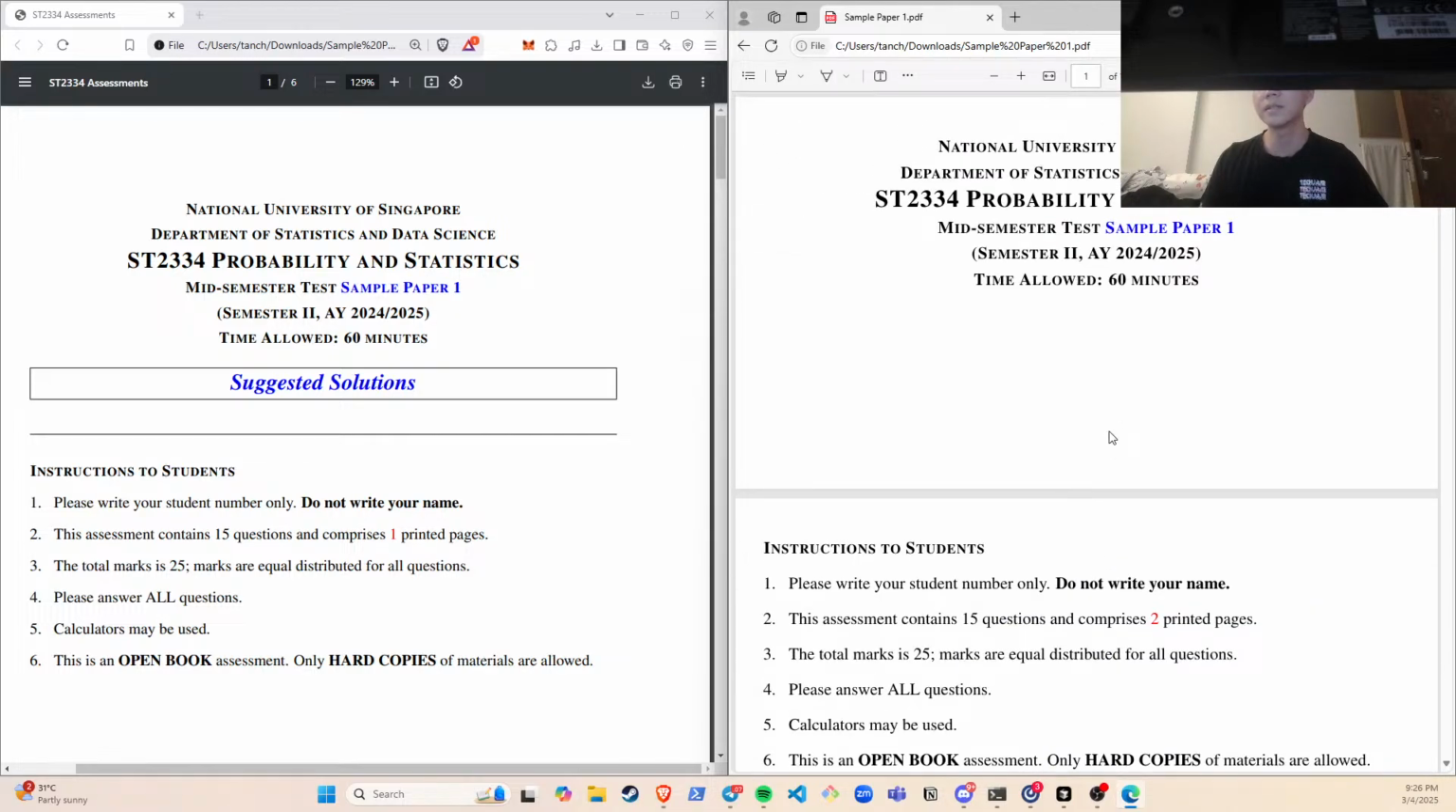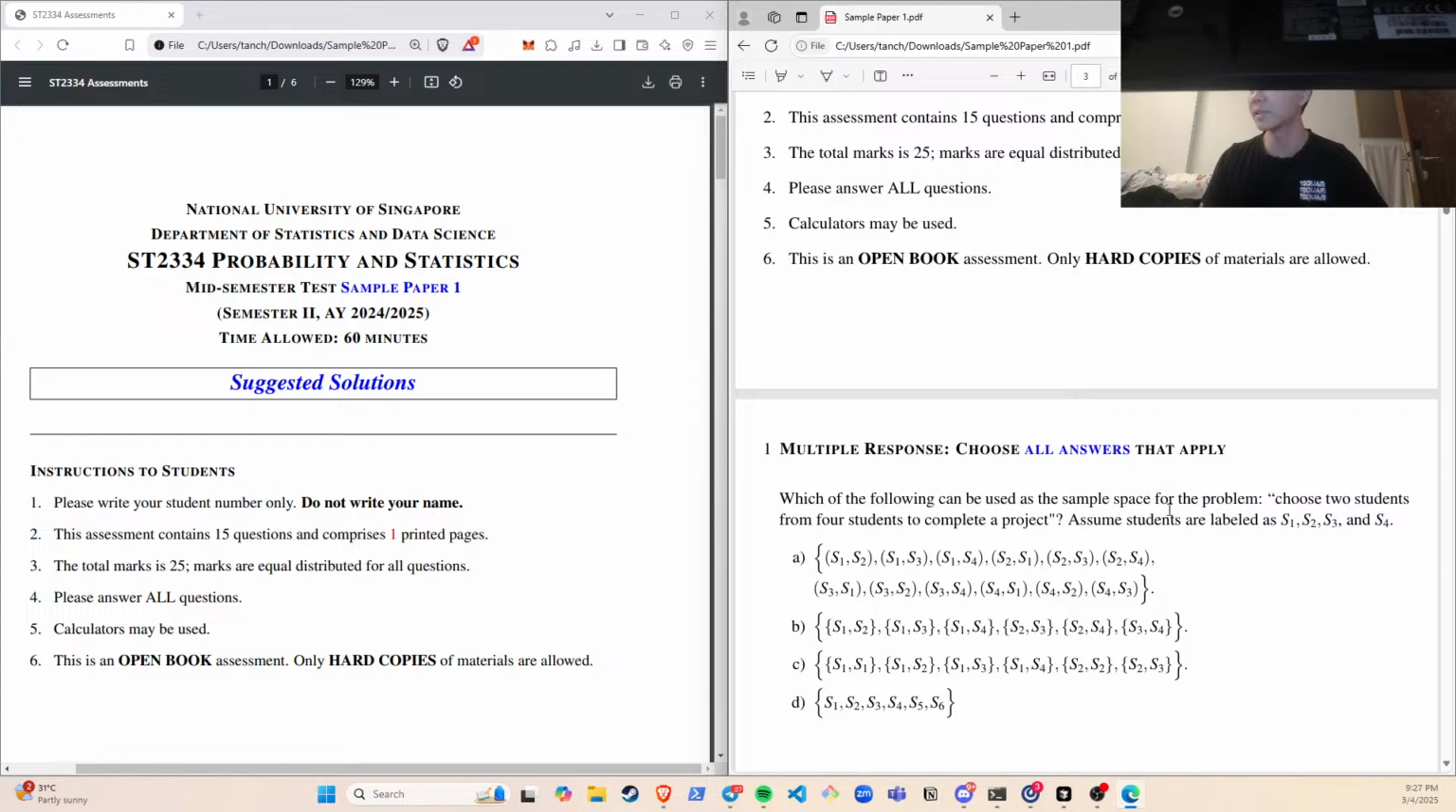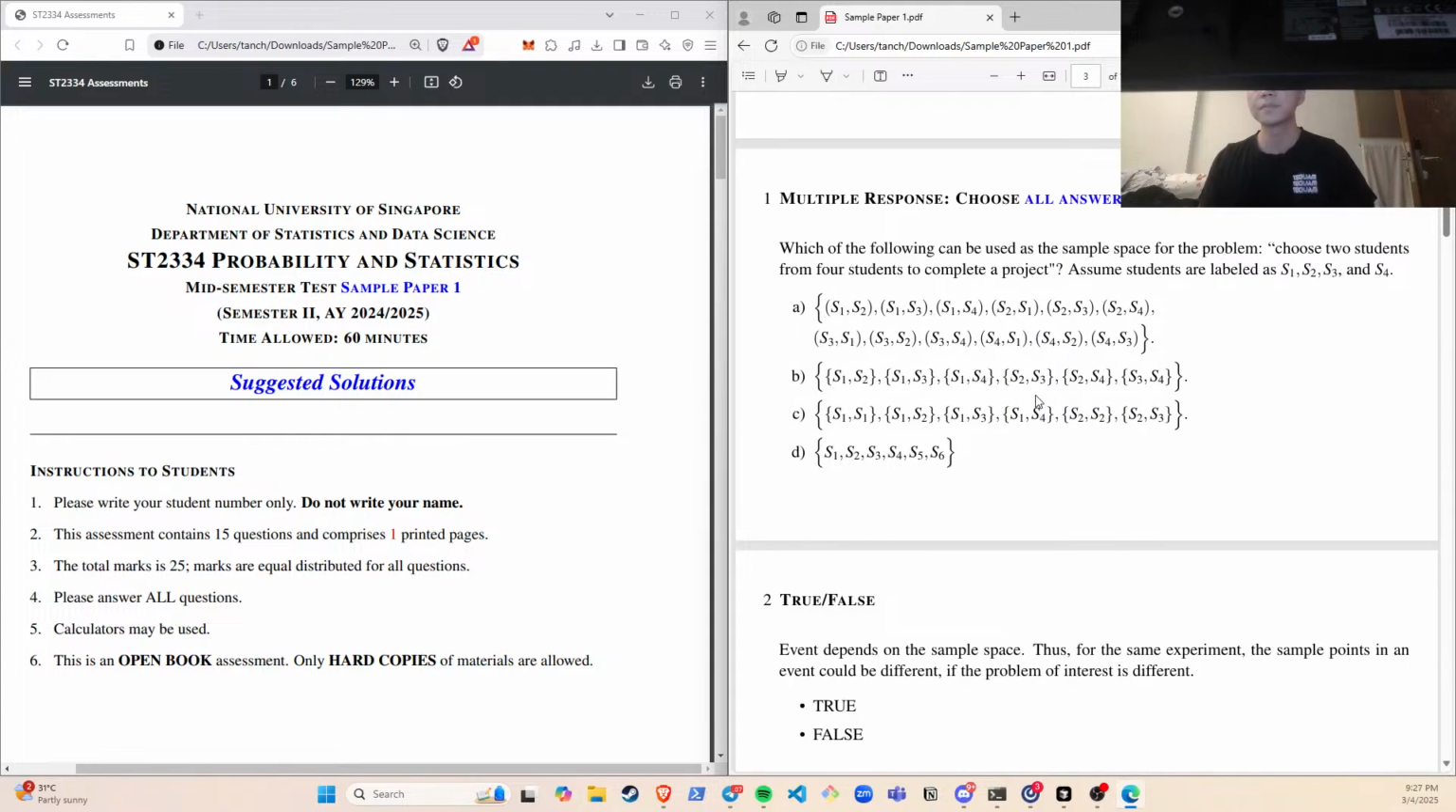Okay, so we're given 60 minutes for this, right? So we're beginning at 9:26. So let's take a look. Which of the following can be used as sample space for the problem? Choose two from four students to complete a project. So this will just be all unordered pairs of the two people, I suppose. The first option is ordered, but we want unordered pairs, so this is just gonna be PP.